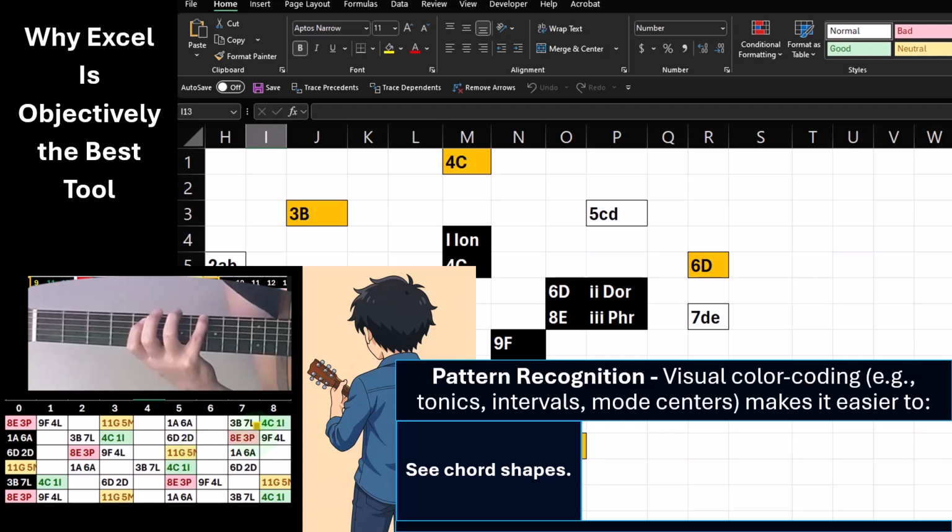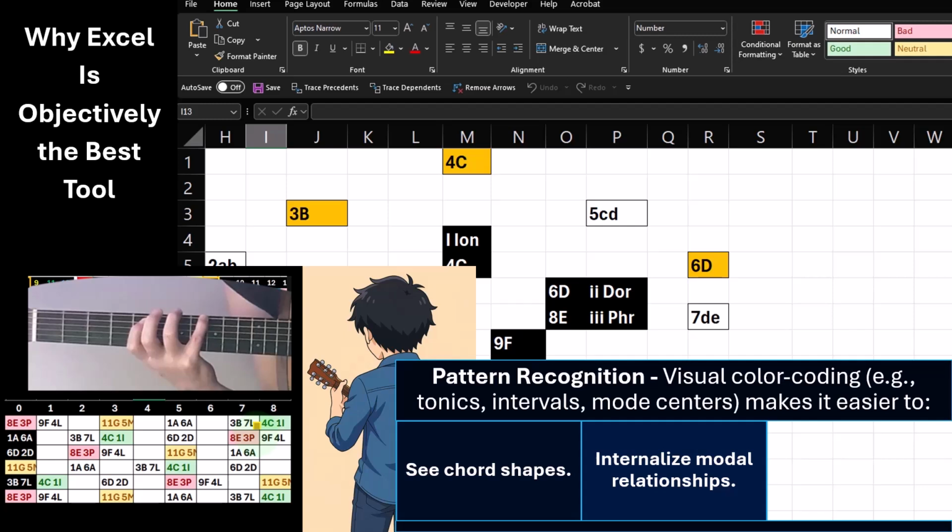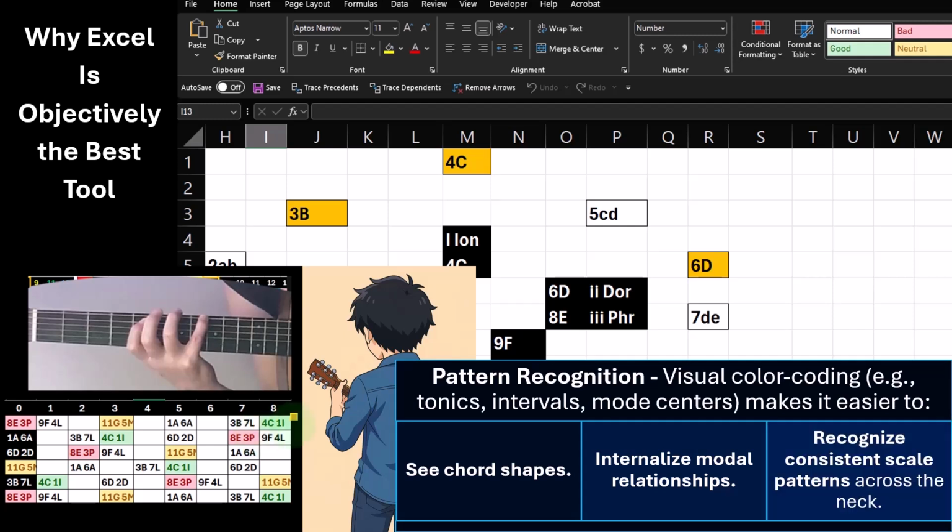We can look at the shapes as we move up and down the guitar, easily mapping out our CAGED shapes, our open chords, how we can make those chords basically movable. The internal modal relationships can be mapped out, and we can recognize consistent scale patterns across the neck.